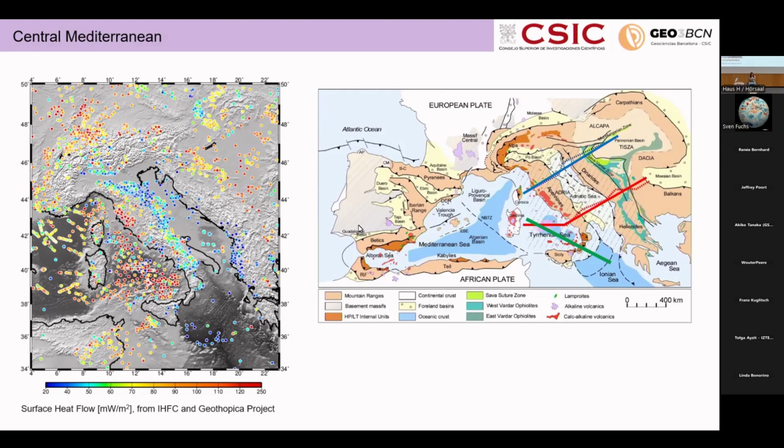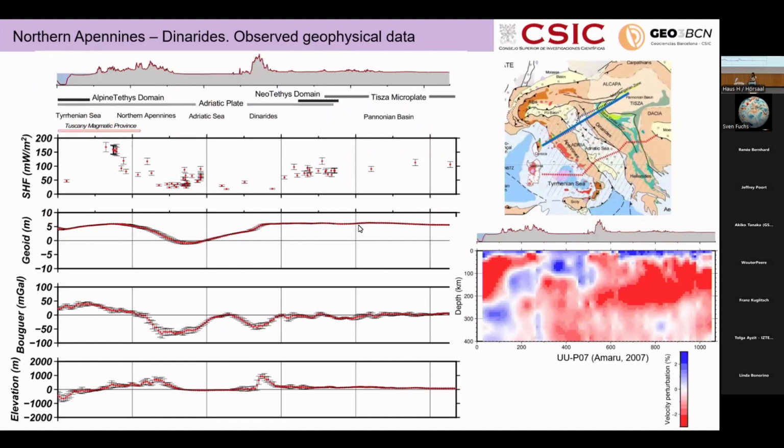Well, just as was commented before, we observe this high surface heat flow in the Tyrrhenian and in the western Apennines, that is all this magmatic area, and this low surface heat flow in the eastern Apennines and the Dinarides. Okay, if we have a look at this profile, this one here, in the north, crossing the northern Apennines and the Dinarides, this is the data.